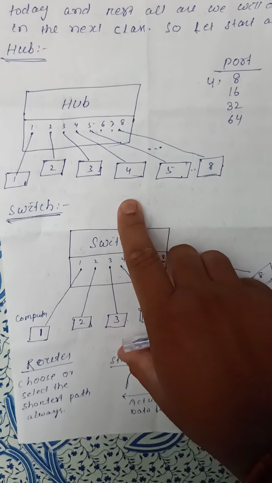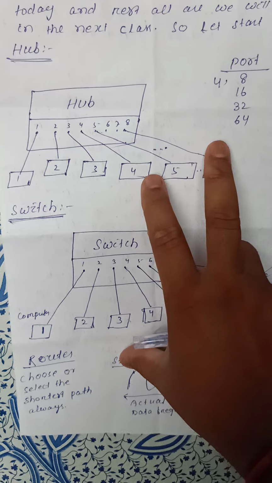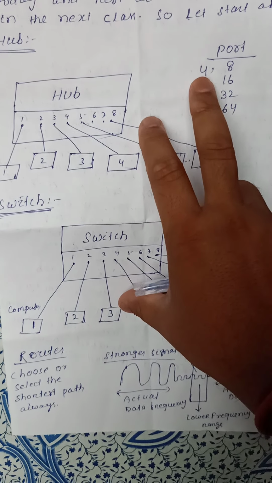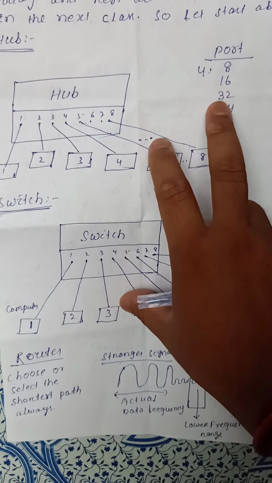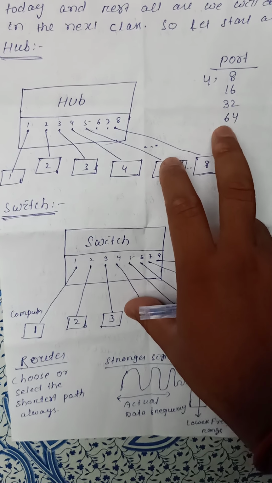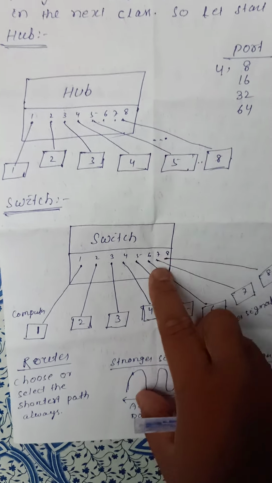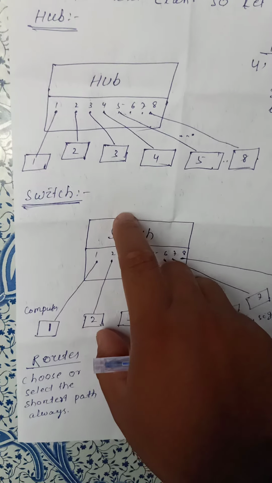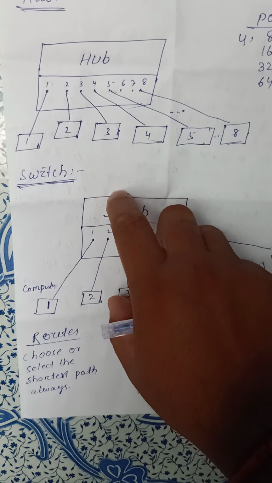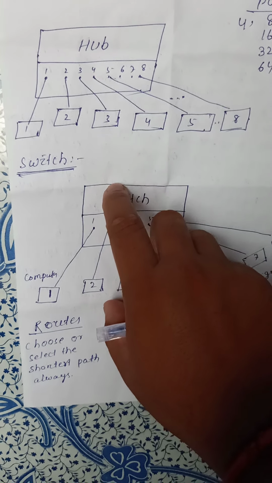In the market, according to our requirement, different types of hubs are available, like a 4-port hub, 8-port hub, 16-port hub, 32-port hub, and 64-port hub. So different numbers of ports are available in the market, and according to our requirement, we can purchase a hub for establishing the network.